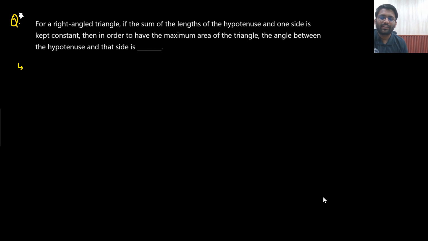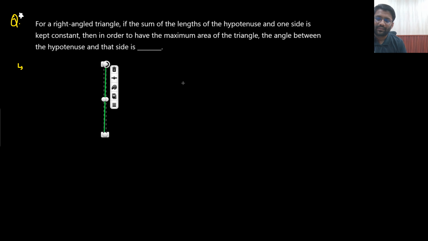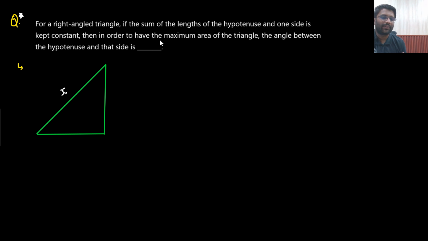Yeah, welcome back. So did you try this question? Here the calculation was lengthy. You just need to trust yourself and then proceed in the calculation. So there is a right angle triangle where one side is the hypotenuse and some other side you need to take. It could be the perpendicular as well, it could be the base as well. We are taking the base. The addition of both of them is kept constant.